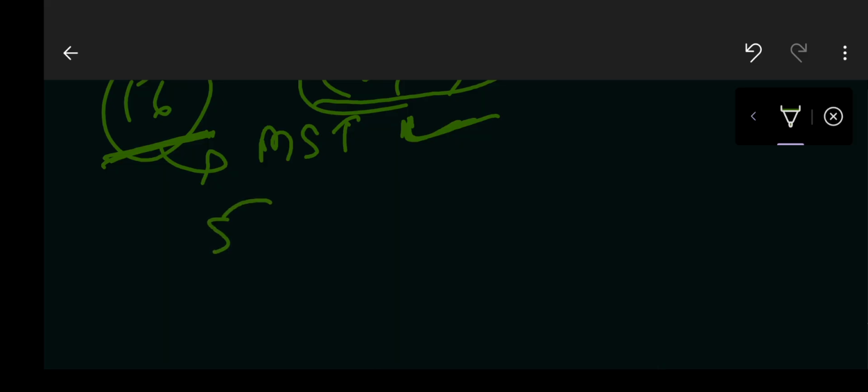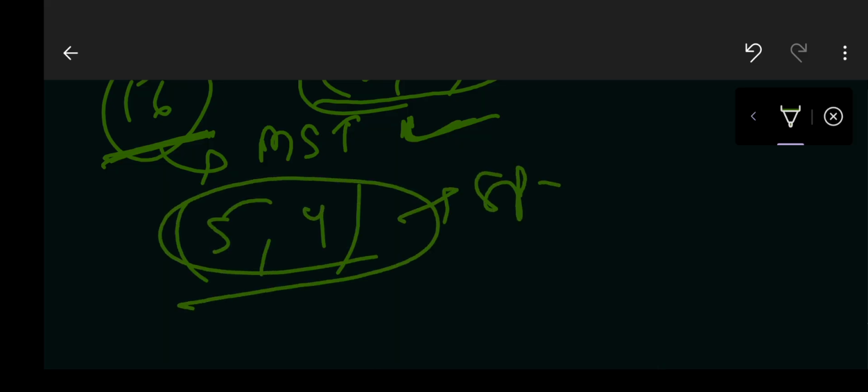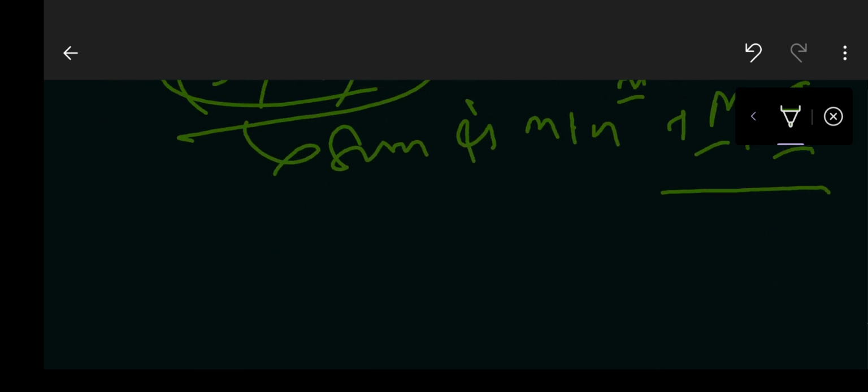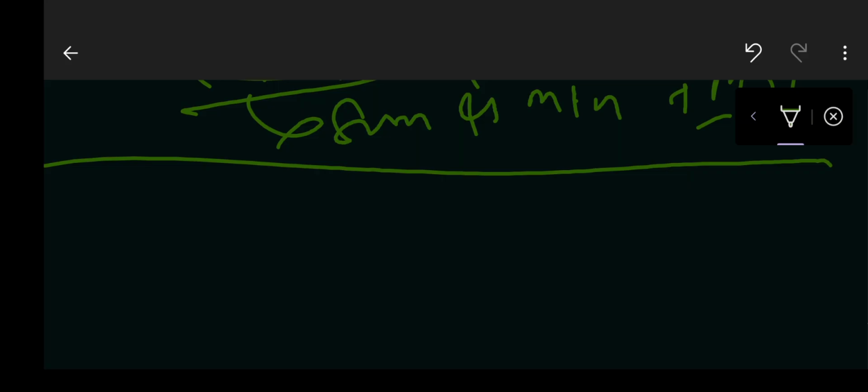Sorry, I'm fumbling a little bit now. So this is an MST. This is a spanning tree, okay. This is a spanning tree, and if the sum is minimum, then it's an MST, meaning minimum spanning tree, okay. I just hope that you got the real intuition behind it.